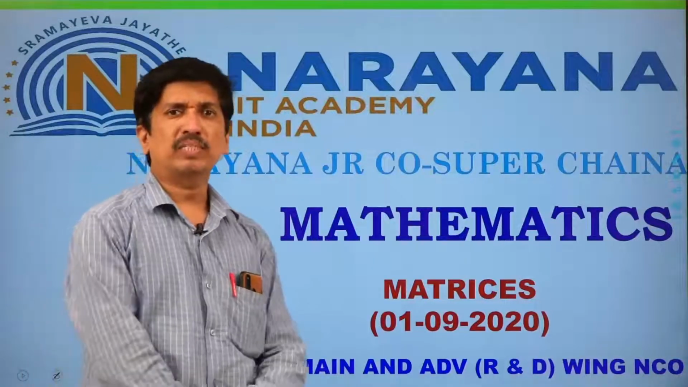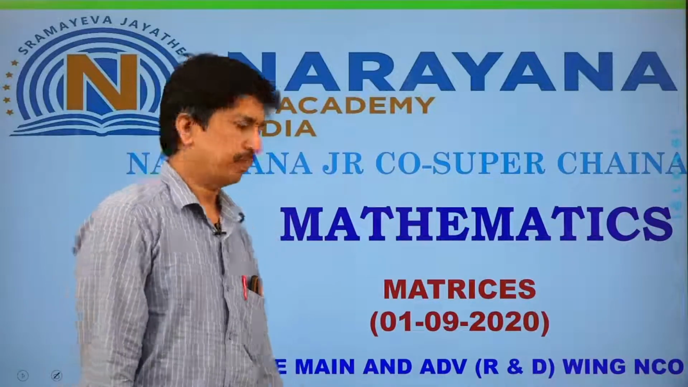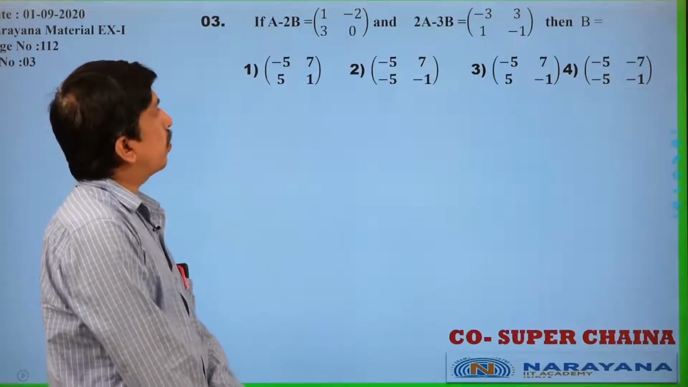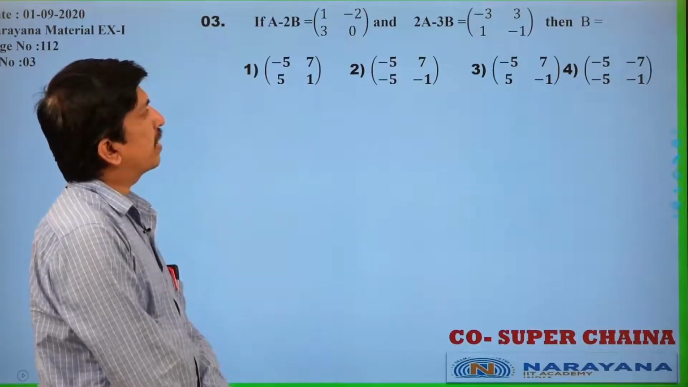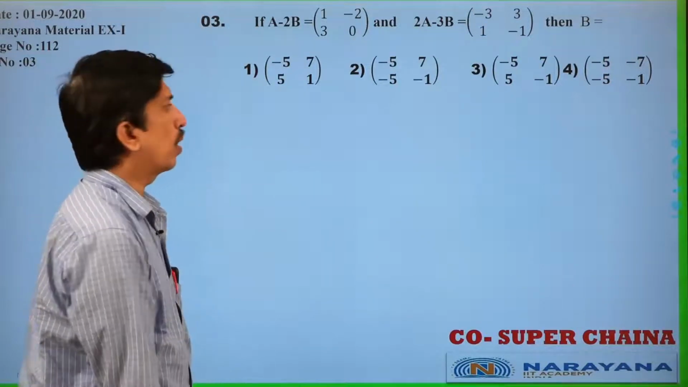Today we are going to discuss some basic questions of matrices. Let us move to the first question. If A minus 2B equals [1 -2; 3 0] and 2A minus 3B equals [-3 3; 1 -1], then B equals what?